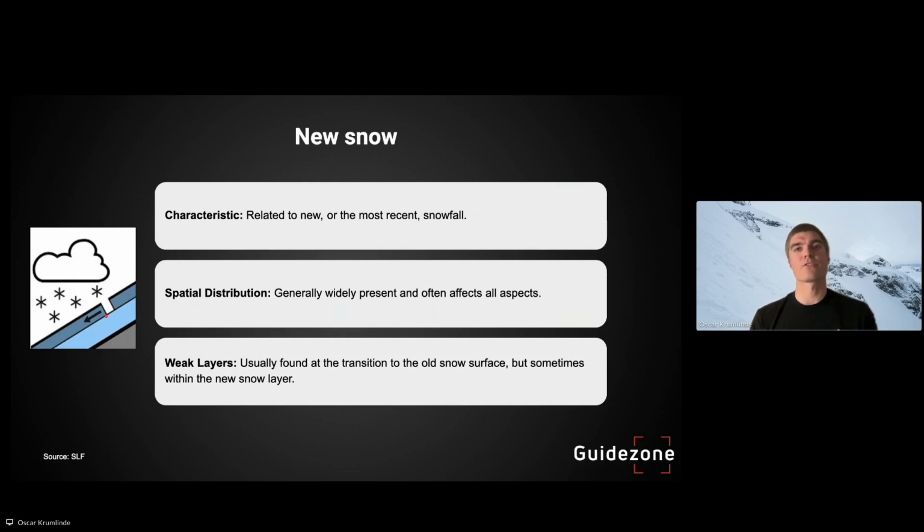This can be caused by, for example, it being quite cold in the beginning of the snowfall. The snow is very fluffy and light, and then it becomes warmer as it snows, and the snow becomes heavier and dense. So we have a relatively weaker layer than the top.